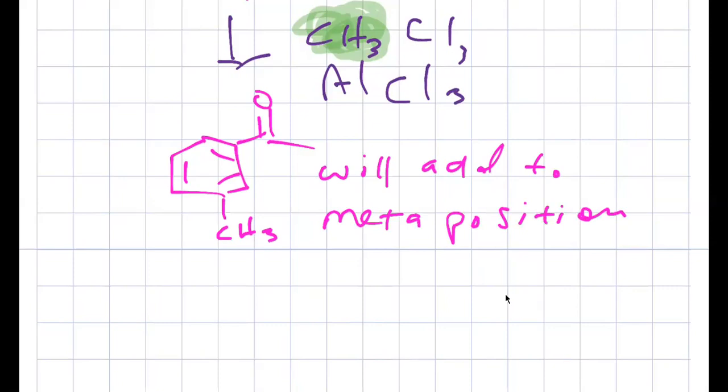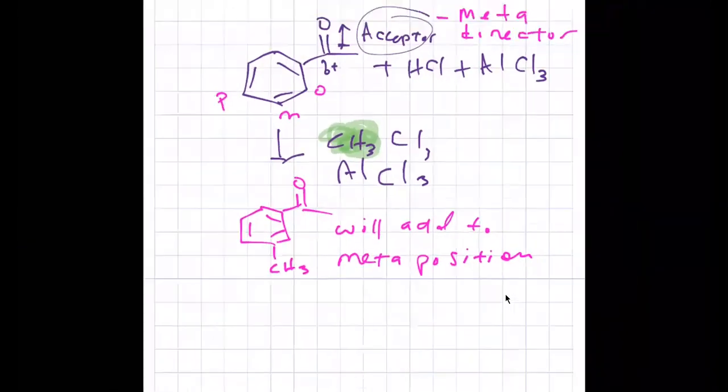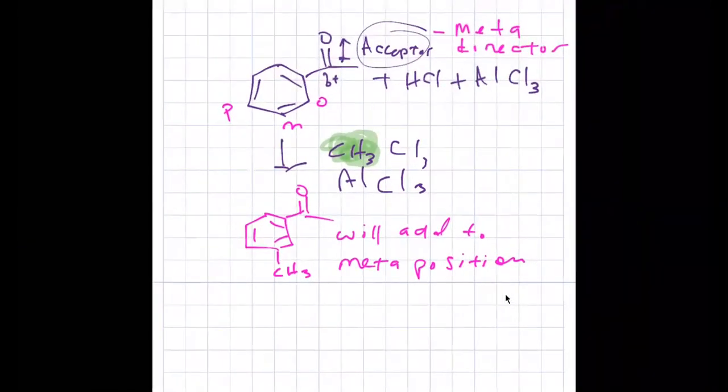Right. So anytime you have an acceptor attached to the ring, it's going to cause your electrophile to come in to the meta position. And anytime you have a donor on the ring, it's going to cause your electrophile to come in at either ortho or para. All right. Any questions about that?